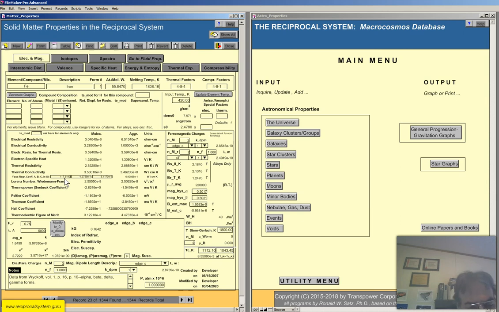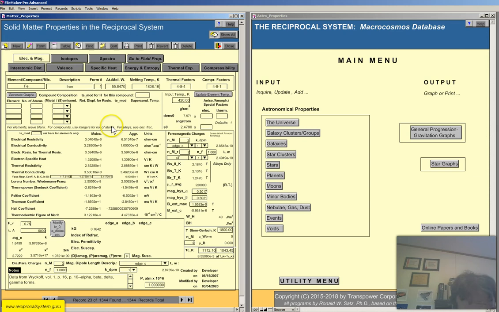The regression equation matches pretty closely with the empirical numbers. But remember, the reciprocal system is purely theoretical. So that's just a way for us to compare things. The Lorentz number is here. Thermal power, which is the Seebeck coefficient, is here. Peltier coefficient, the Thomson coefficient, the Hall coefficient is here. Thermoelectric figure of merit is here. And so let's jump over now.